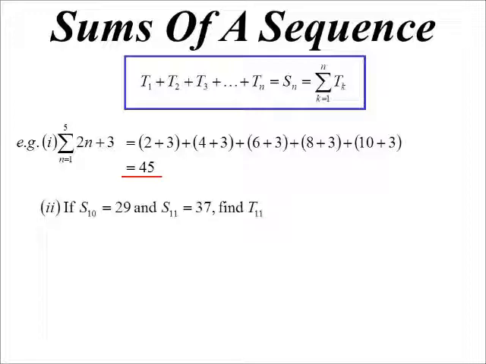They've told me the sum to 10 terms is 29 and the sum to 11 terms. So with a little bit of logic, we can work out the 11th term, because if you think about it, the 11th term must be the sum of 11 terms minus the sum of 10 terms. If we take away the sum of 10, we must be left with the 11th term. So the 11th term would simply be 8.